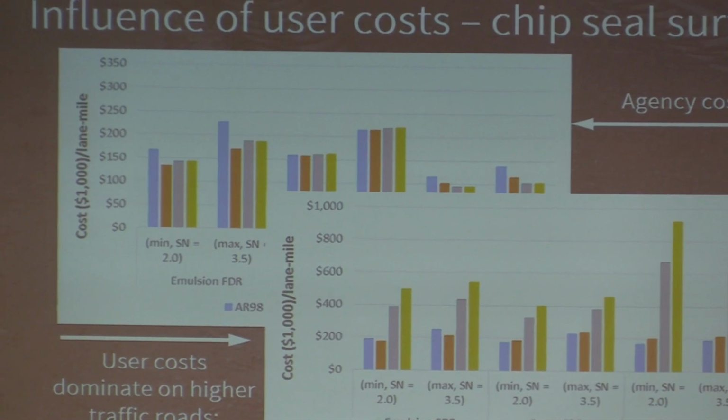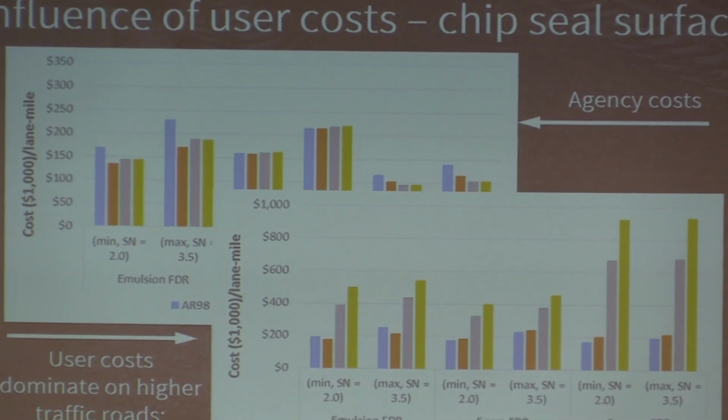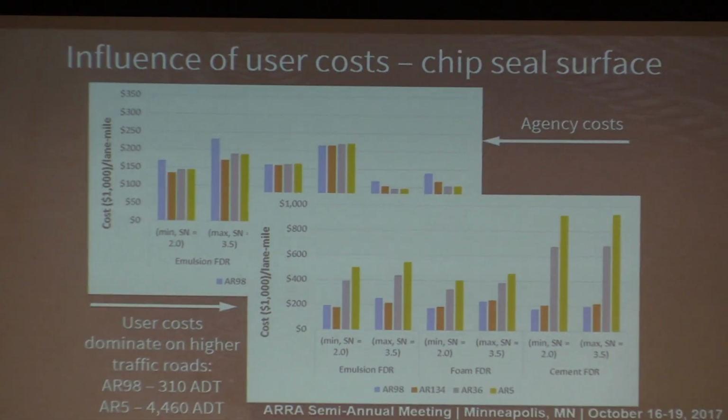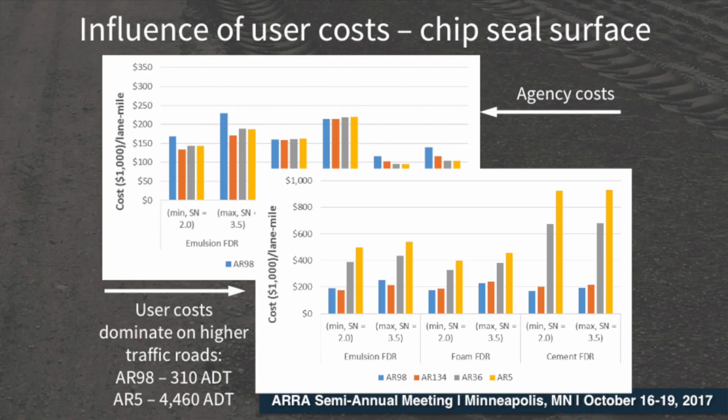So I believe this slide is going to be on a website or something, so you'll be able to take a look at these numbers more closely. If you want, you can shoot me an email too. But this just graphically shows how on this Arkansas 5, the user costs really start differentiating the benefits to FDR on the 3 different FDR stabilization types.